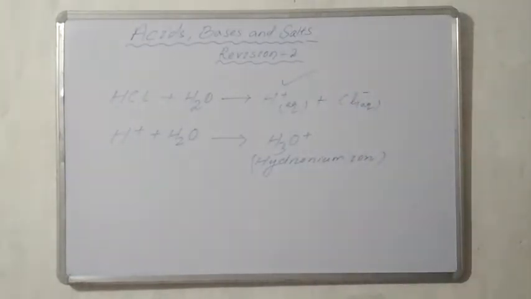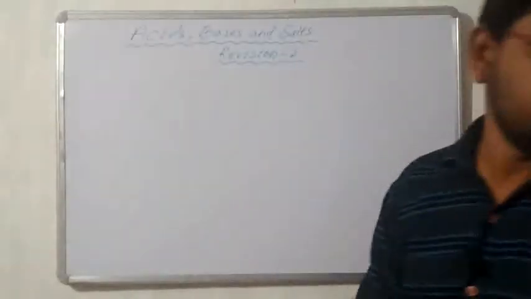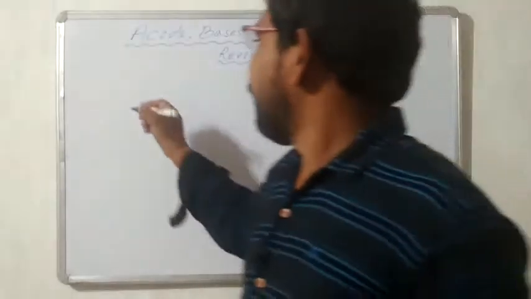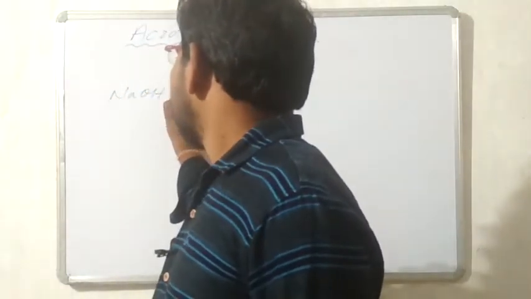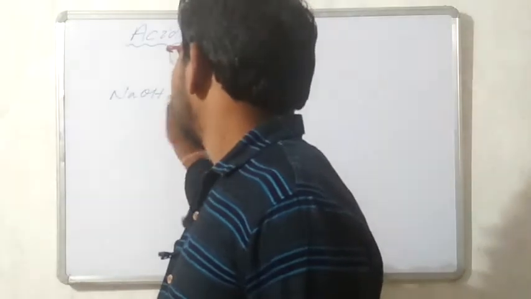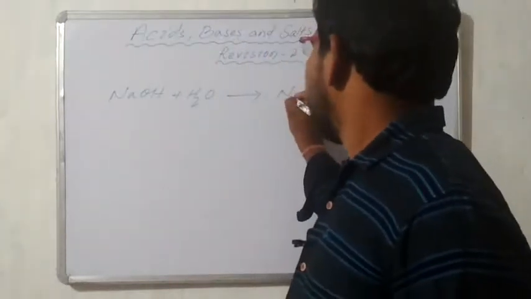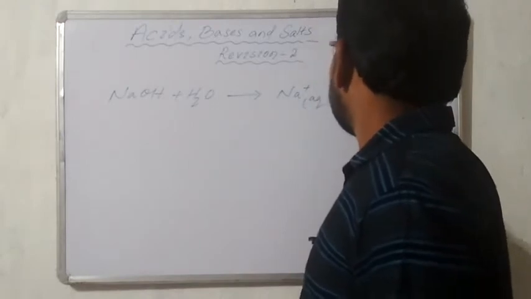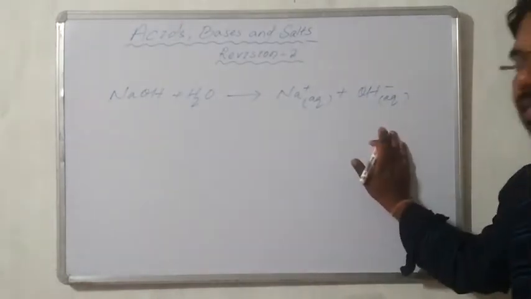Next, bases. What happens when bases dissociate in water? Bases like NaOH, sodium hydroxide, react with water in aqueous medium. What is produced? Na plus (aq) plus OH minus (aq). Here OH minus, hydroxide ions, are produced.